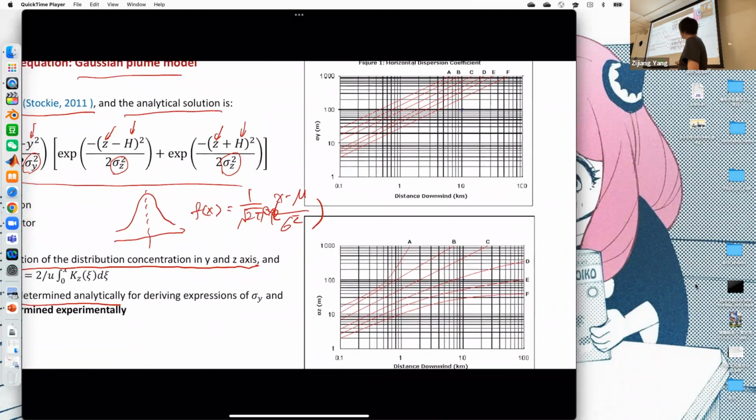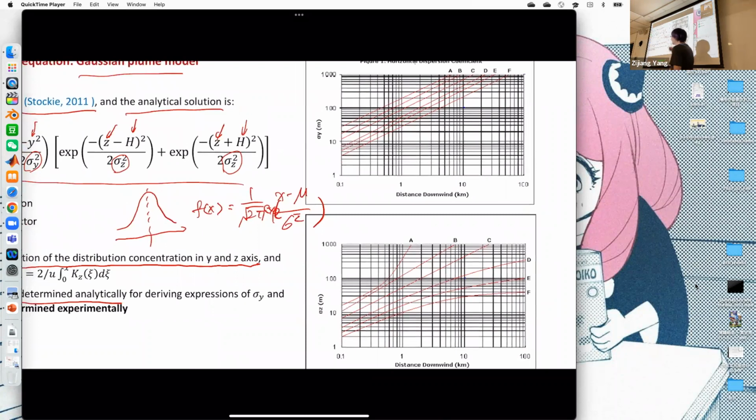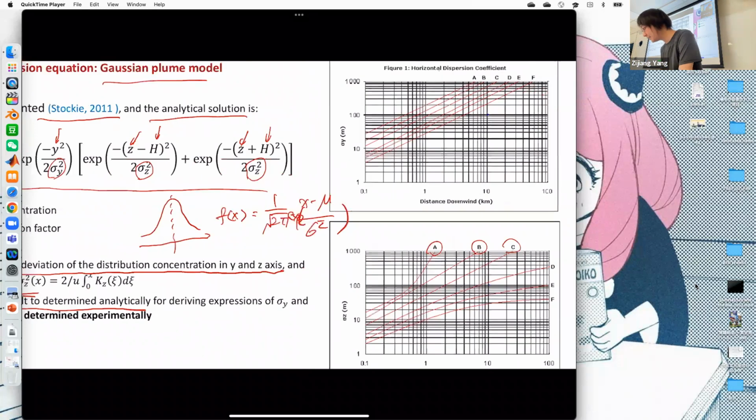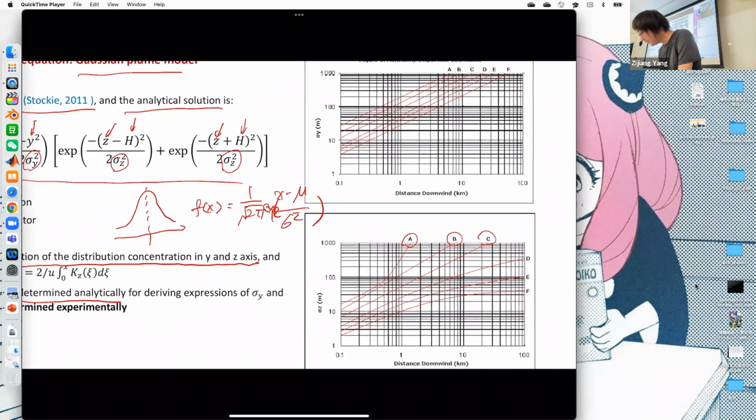We can see that as the distance increases, the sigmas also increase. And we also have categories A, B, C, D, E, F, which represent different weather conditions. We can imagine that on a sunny day or on a cloudy day, the plume will be a little bit different. So these different letters represent different categories. And as I mentioned, as the distance increases, the sigmas also increase.